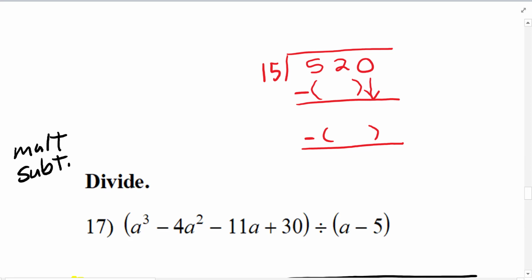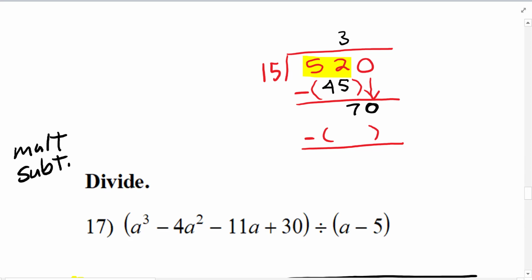So the first thing that you might want to ask yourself is how many times would 15 go into 52? Well, 3 times. And then you're going to subtract. So it's different than synthetic division. Synthetic division is divide, add. This is divide, subtract. So 52 subtract 45 is 7. We're going to bring down that 0.